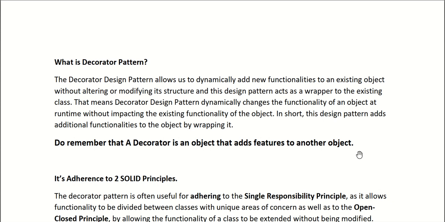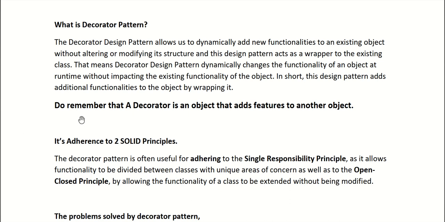Do understand when you use a decorator pattern, right? Your decorator pattern basically provides additional functionalities or features to an object, not to a class. This is not subclassing, this is not inheritance. It's basically an aggregation. A class contains a component, and to that component it provides additional features. So that is all about the decorator pattern. That's why I've highlighted it in bold. Do remember that a decorator is an object that adds features to another object.